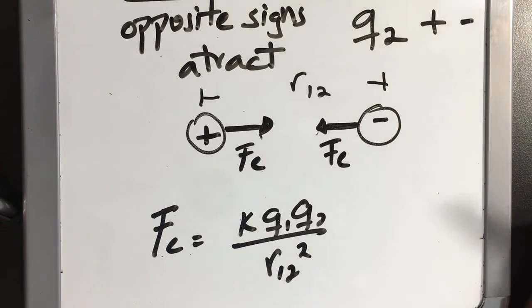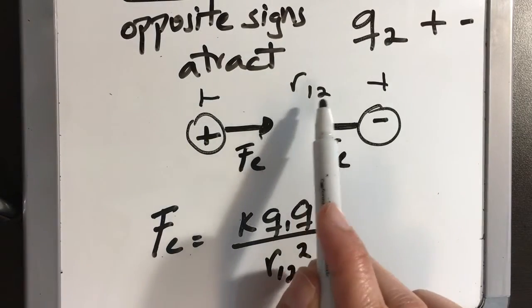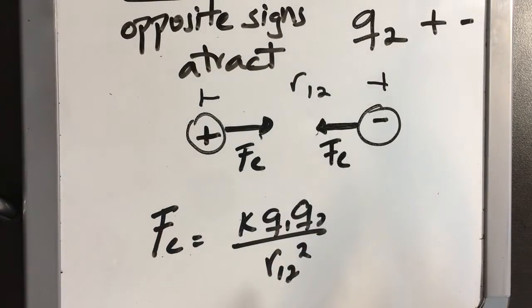These charges are stuck, which means they are not allowed to move, which means that this R12 is constant, okay? They are fixed at some distance. The charges feel a pull towards each other, but they do not move.